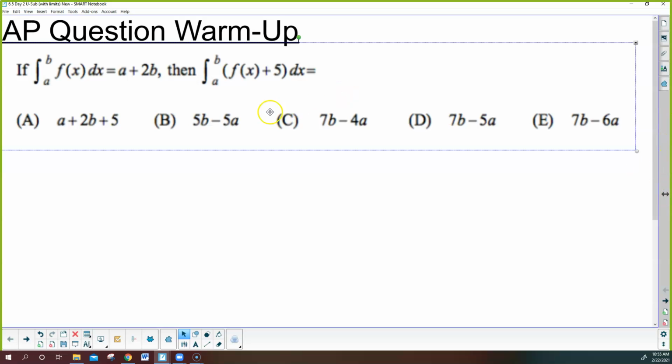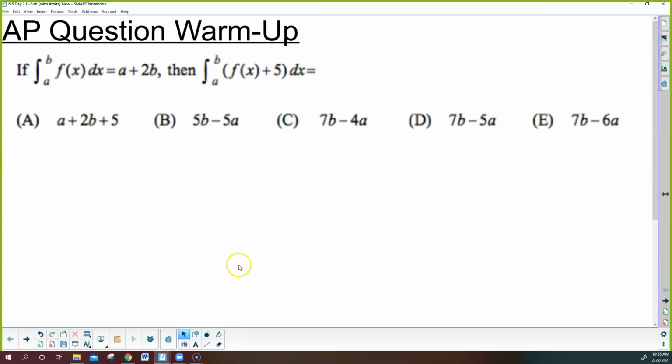All right, let's go over this problem here. This is actually taken from an old AP exam, and it's a very common style of problem. They say that if we know that the area under the curve of f of x dx from a to b is equal to a plus 2b, we're going to use this, and then we have to evaluate the integral from a to b of f of x plus 5 dx. Well, this part right here tells me I need to split up the property. I have to use the properties of integrals to split this integral up because I don't have f of x plus 5. I just have f of x.